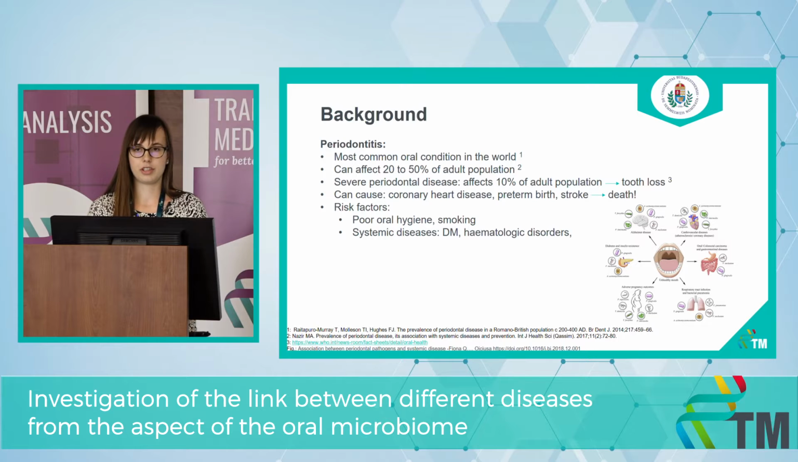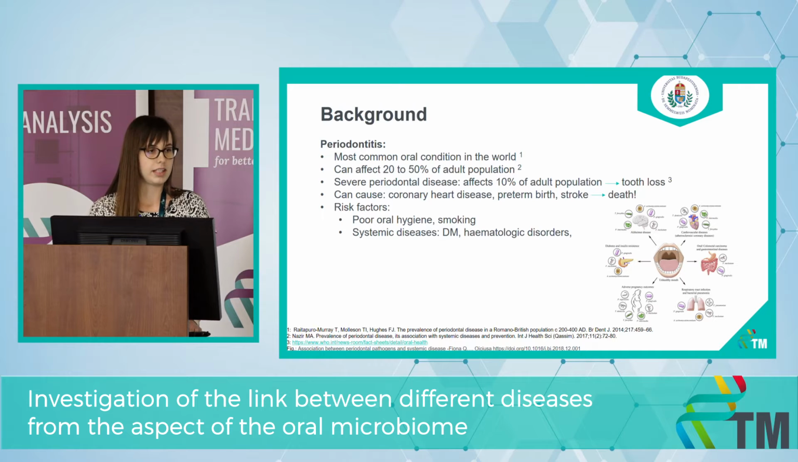According to different epidemiological studies, periodontitis is the most common oral condition in the world. Some kind of periodontal disease can affect 20 to 50% of the adult population in the world. However, which is more important, severe periodontal disease can affect 10% of the adult population, which is the major cause for tooth loss. Moreover, periodontitis is not only an oral condition, but it can also cause some systemic diseases like coronary heart disease, preterm birth, or even stroke, which can cause the death of the patients.